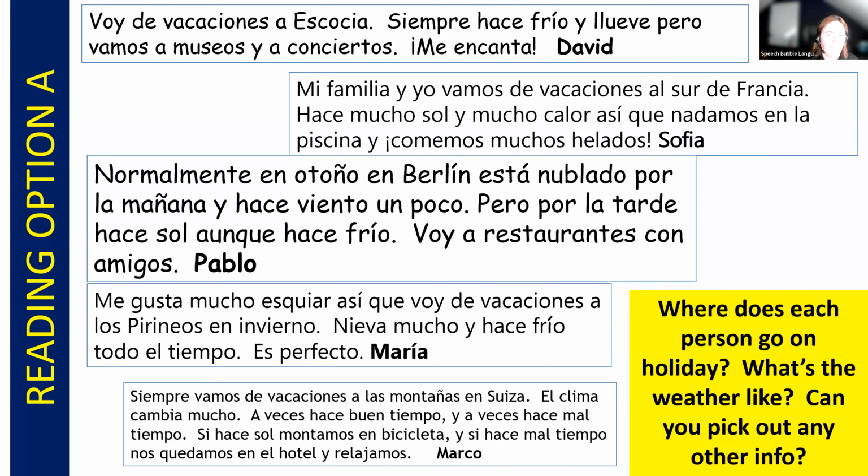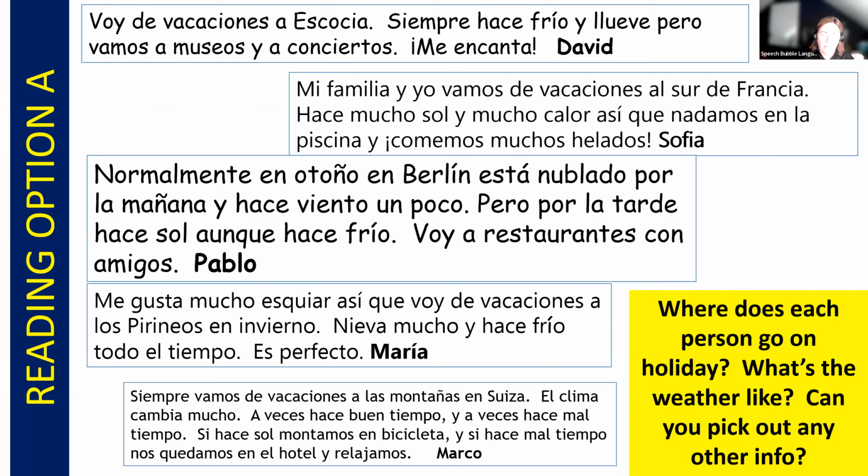Okay, perfect. Just a little bit rolled together, but in terms of your pronunciation and where you are with the words, that's absolutely fine. Voy de vacaciones a Escocia. Siempre hace frío y llueve. Pero vamos a museos y a conciertos. Me encanta. David. Okay, let's see what that first one means. Lorna, tell me what you think that is. David goes to Scotland on holiday and the weather is cold and rainy and he goes to museums and concerts. I love it.